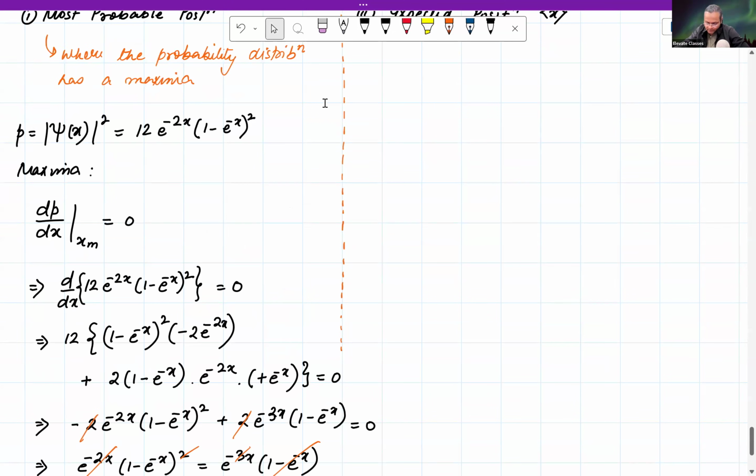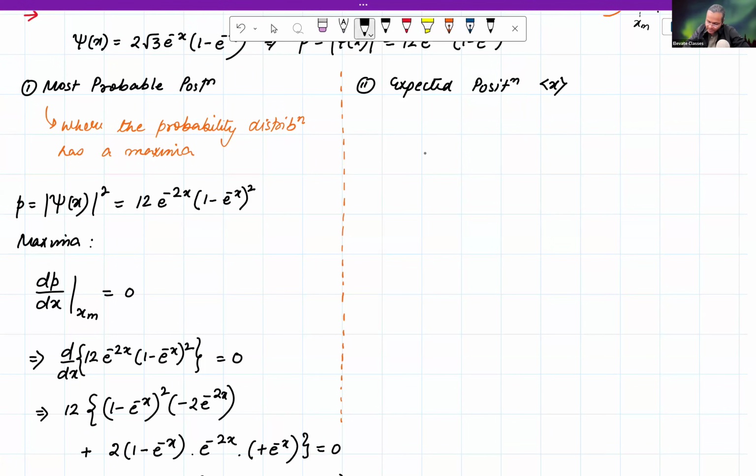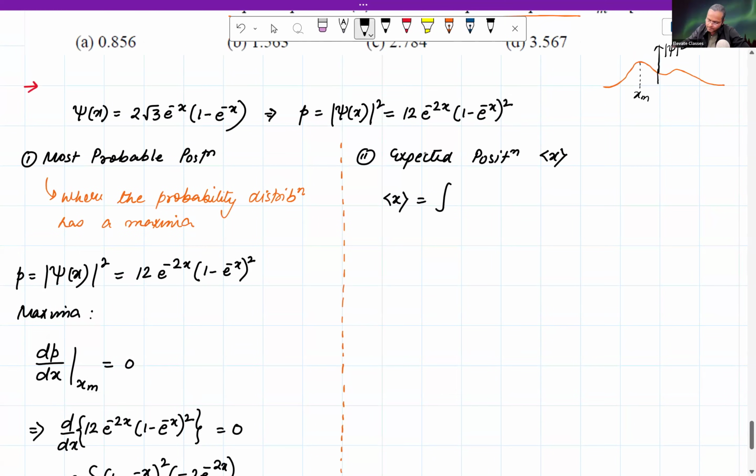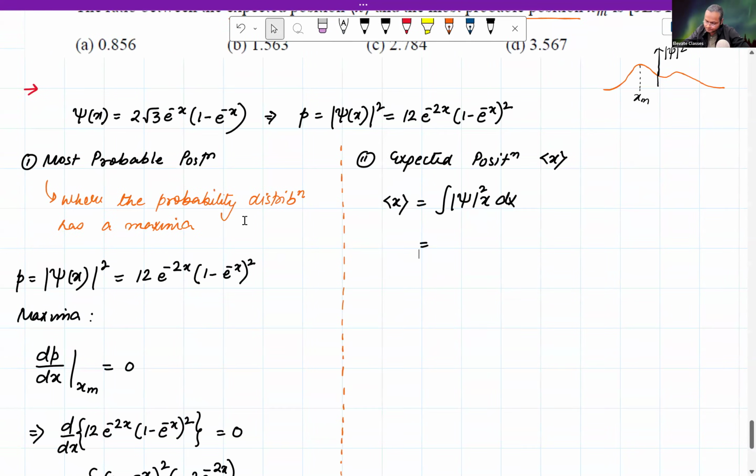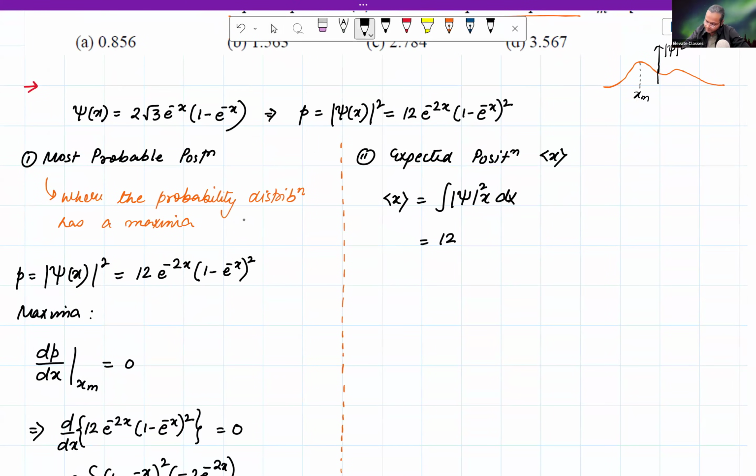Now similarly we can also find out the expectation value. Expectation value of x is equal to, यहाँ पे आएगा आपका psi mod square x dx. तो psi mod square is nothing but 12 e to the power minus 2x 1 minus e to the minus x square x dx. Has anybody calculated this yet? ये भी थोड़ा सा लंबा हो जाएगा. कैलकुलेट किया है किसी ने?